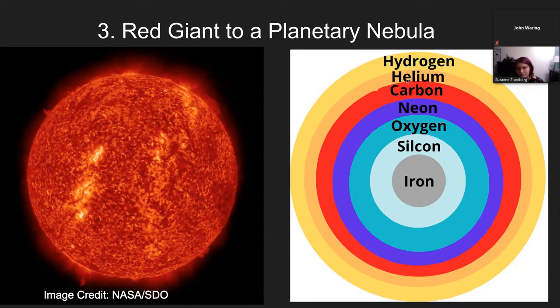So it kind of goes down this cycle of helium, carbon, neon, oxygen, silicon, and then iron. And when it gets to iron, the iron is a lot heavier than these other elements. So it's no longer able to fuse this for energy. And this is when it loses its balance, or hydrostatic equilibrium.